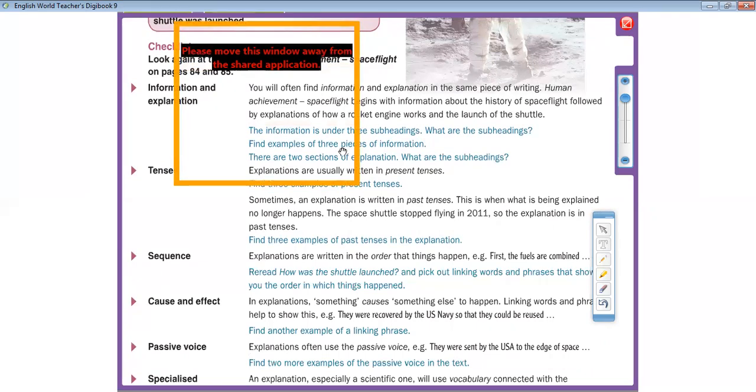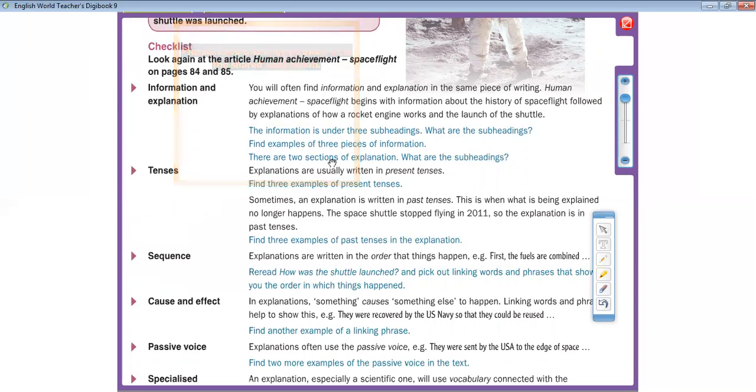So, "Human Achievement: Space Flight" begins with information about the history of space flight, followed by the explanation of how the rocket engine works and the launch of the shuttle, okay? So, these are the questions that we might answer. The information is under three subheadings. What are the subheadings? You have to give me an example.